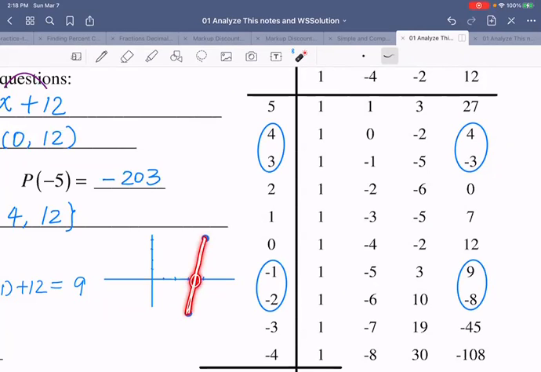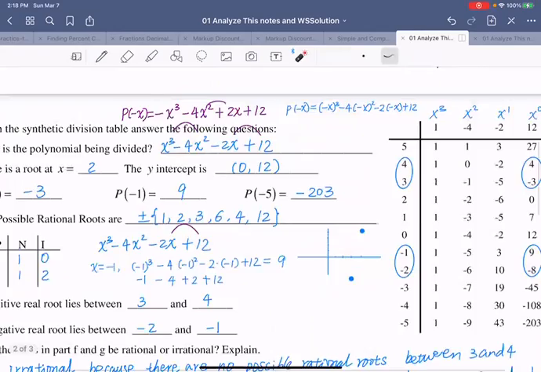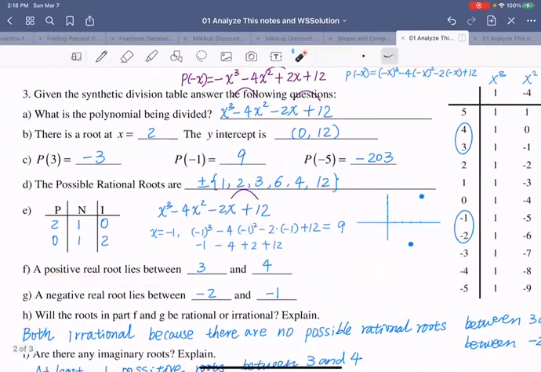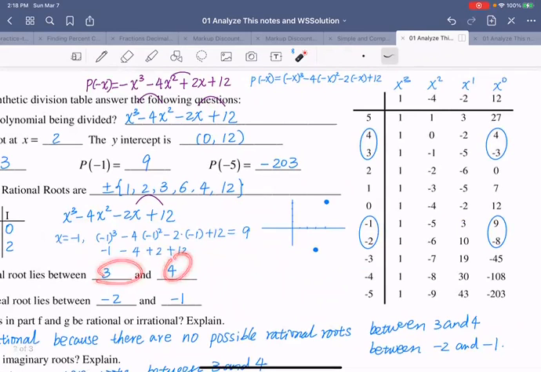So this guy, you have a root between 3 and 4. That's why you write down here, you have a root between 3 and 4, because f(4) is positive, f(3) is negative, so you must have a root between 3 and 4. And when x is -1, the polynomial value is 9. When x is -2, polynomial is -8. So you must have a root between -1 and -2 also. All right.